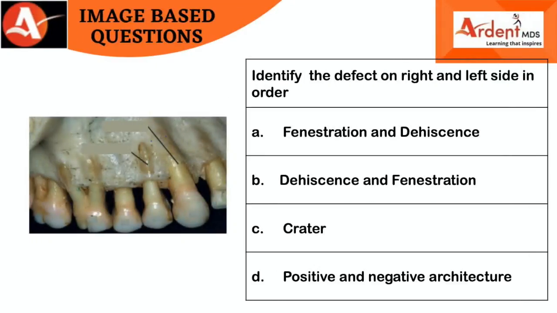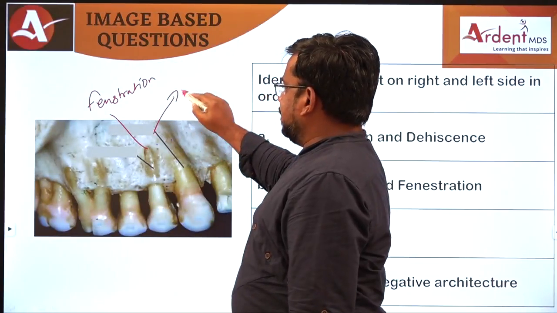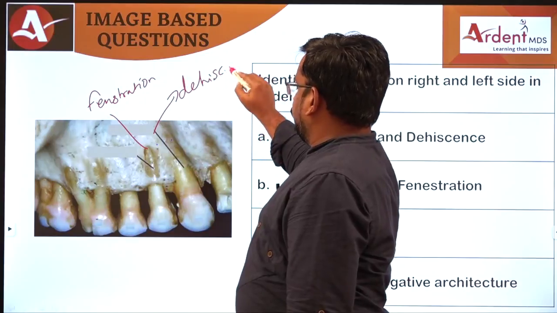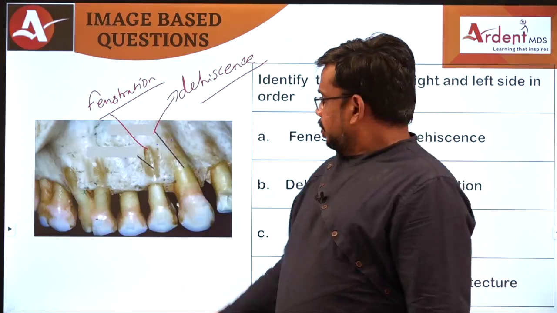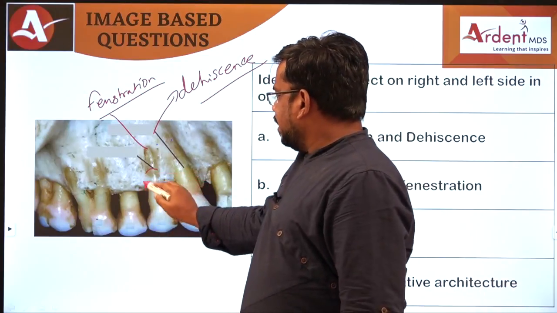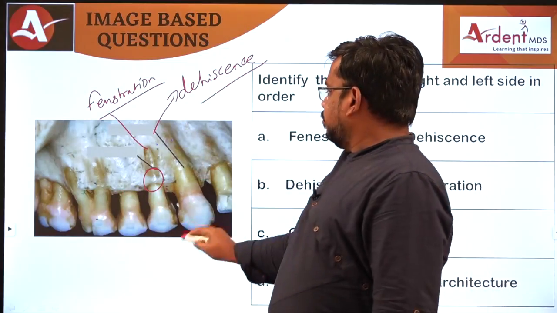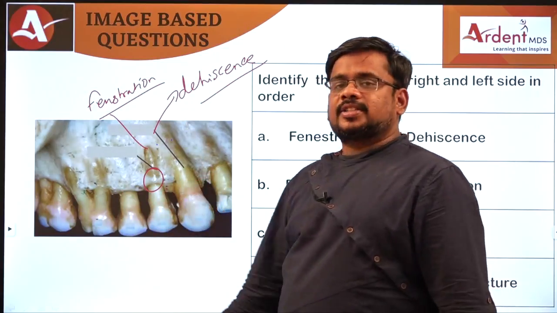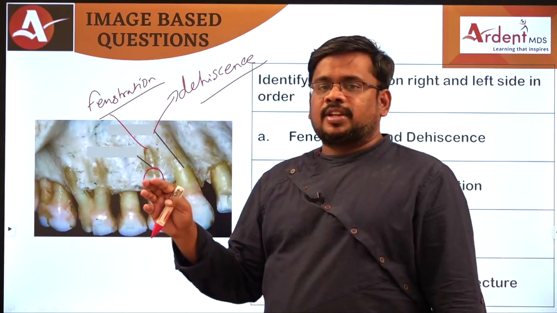Right. So what is the defect which is present here? This is a defect of fenestration, and this is a defect of dehiscence. And you have to know the difference between fenestration and dehiscence. If the marginal bone is intact, then it is a fenestration, and if the marginal bone is not intact, then it is called dehiscence. So this is an image of fenestration and dehiscence.